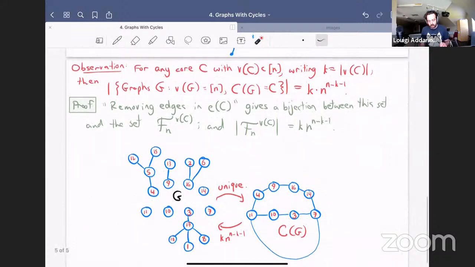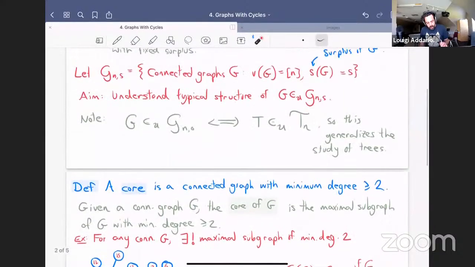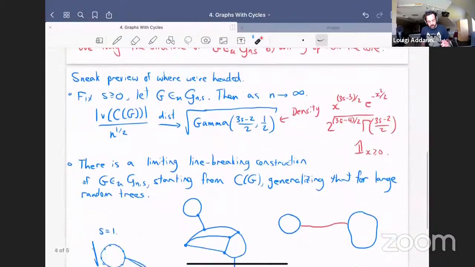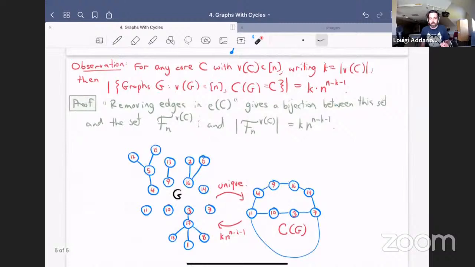So really what we're heading towards is counting or approximating the size of this set in order to understand the typical structure of an element, just like we did with trees. But we're doing that by building up in stages, first by understanding the number of possibilities for the core, and then we'll combine that with this information about how many ways there are to go from the core back to the full graph.